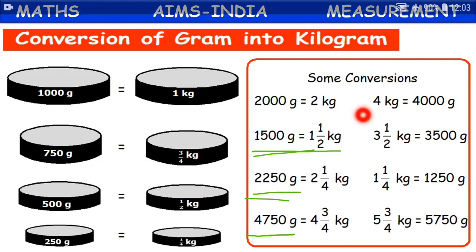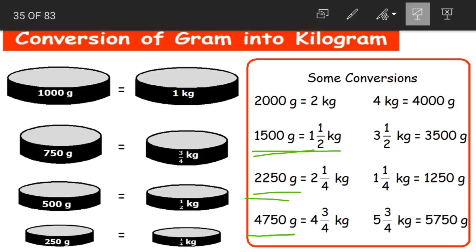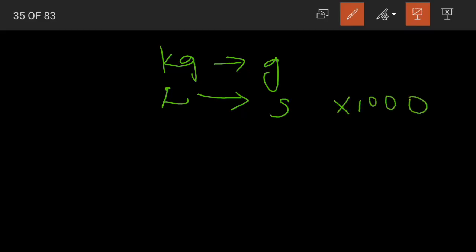What was this? This was conversion of grams into kilograms. Here we are having few conversions of kilograms into grams. As we know, kilograms is a larger unit of measure and grams is a smaller unit of measurement. So here we are converting the larger unit into a smaller unit. That means we have to multiply by 1000.